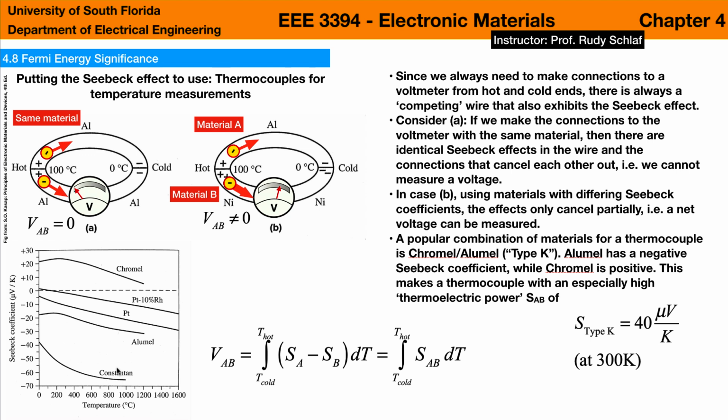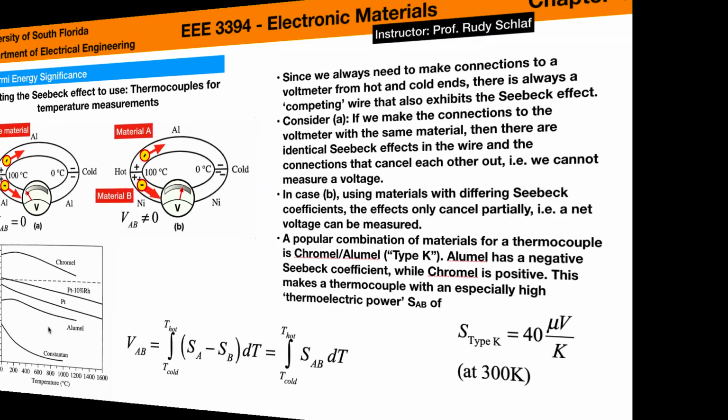Here in this graph you see the Seebeck coefficients for a few popular thermocouple materials depending on the temperature. For one, you realize that they actually vary quite a bit with the temperature, but we also see that we have materials with some pretty big differences. So one popular combination is alumel and chromel, which is the type K thermocouple. And the type K thermocouple has a 40 microvolts per Kelvin Seebeck coefficient. So that's the S_AB coefficient between these two materials.